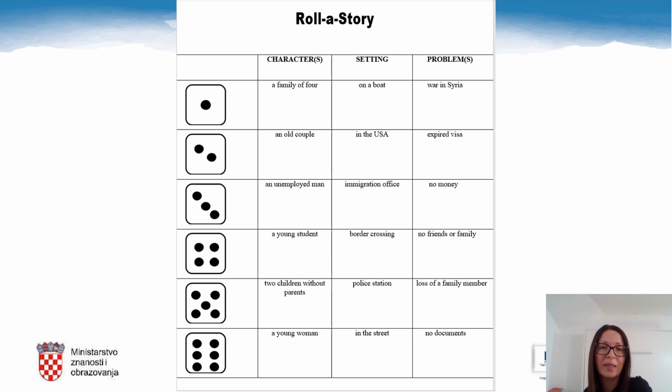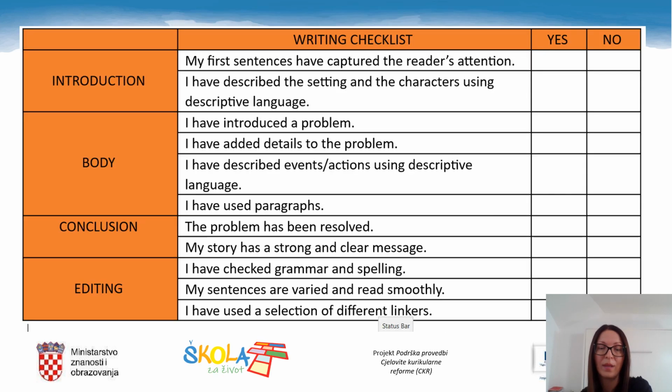But it depends how you roll your dice. So I hope you will enjoy writing your story. After you have written your story, there is a writing checklist that you should use to check whether your story is a good one. So you should check the introduction, body, and conclusion. You should edit your story when you have finished it. So tick the boxes to check whether you have done it the right way.